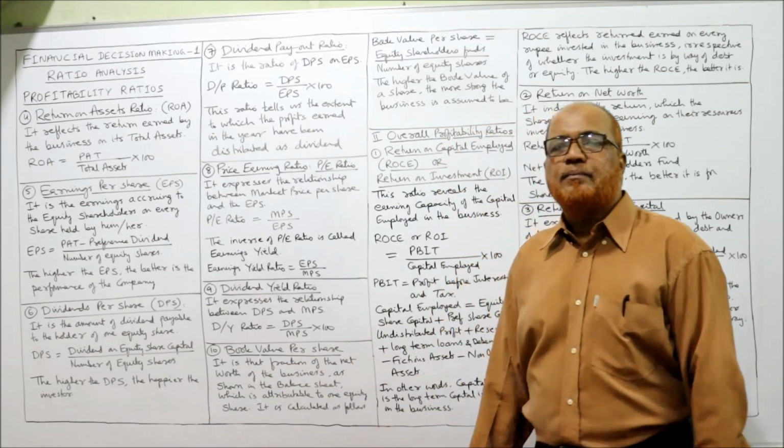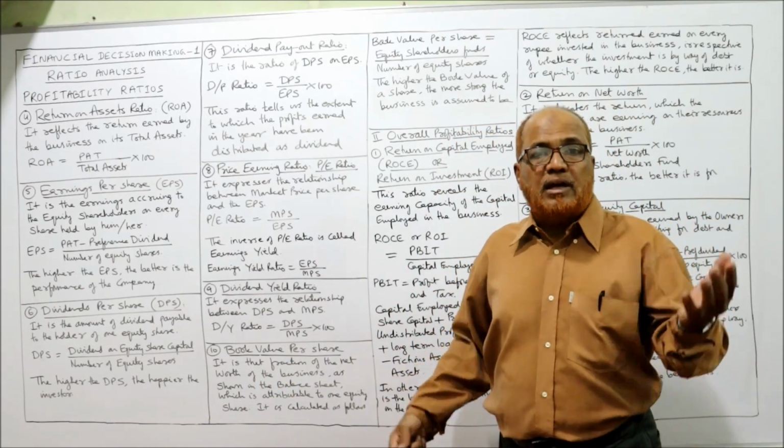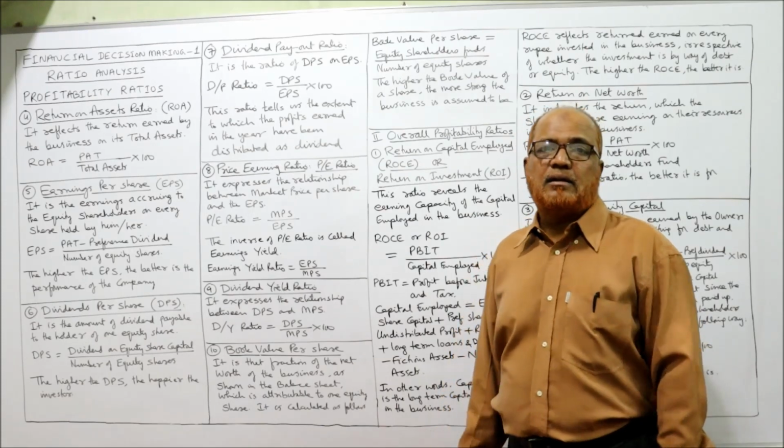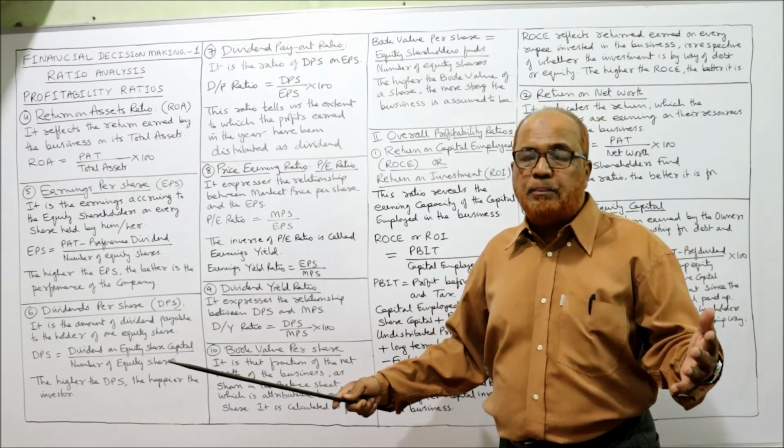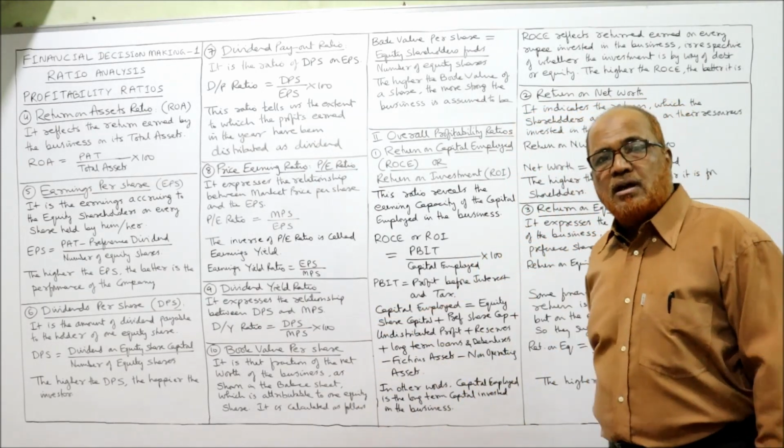The higher the DPS, the happier will be the investor. Investors will be very happy if they get more dividend. So the higher the DPS, the happier the investor. So 6 ratios are completed.